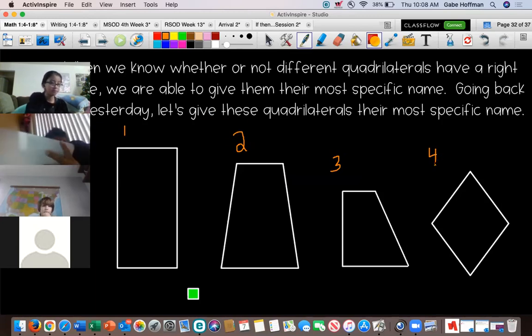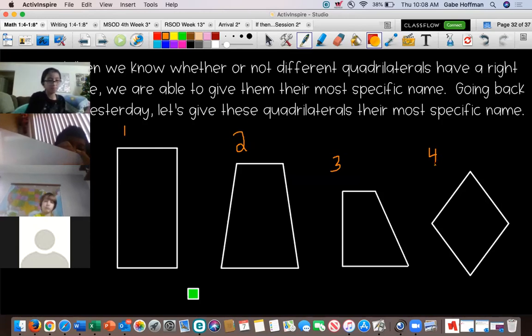I want you to label what you think each of those is called. If you need to use a piece of paper or an index card or a Post-it note, whatever, to check for the right angles, do that. But you're going to name the most specific name.